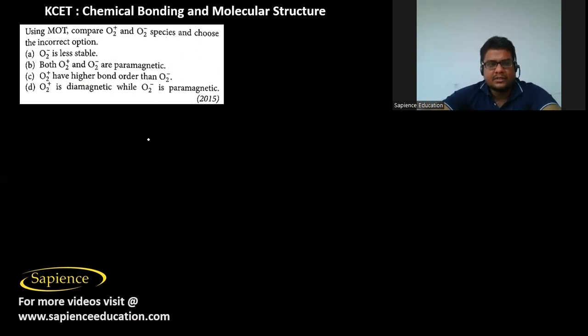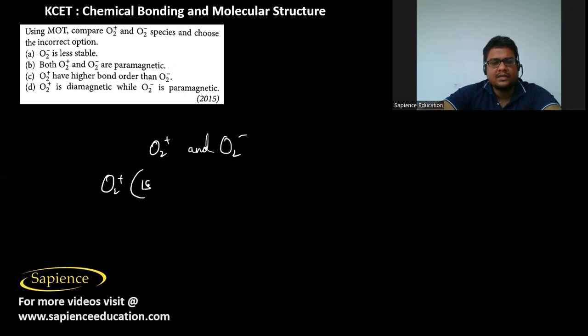Then it is told that using MOT, compare O2 plus and O2 minus species and choose the incorrect option. So in case of O2 plus, it will have 15 electrons. So it will start from sigma 1s2, sigma star 1s2, sigma 2s2, sigma star 2s2.